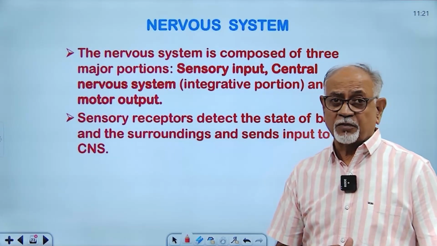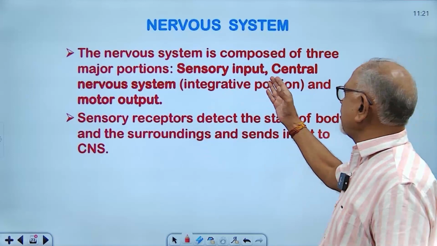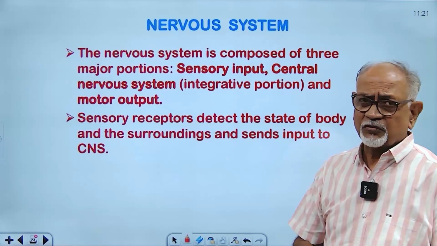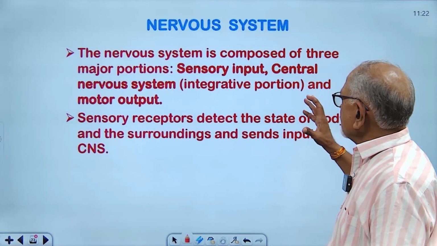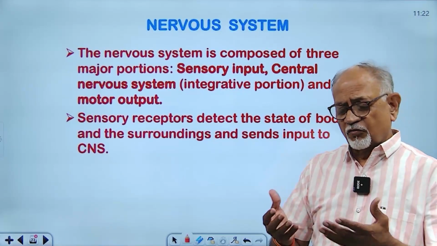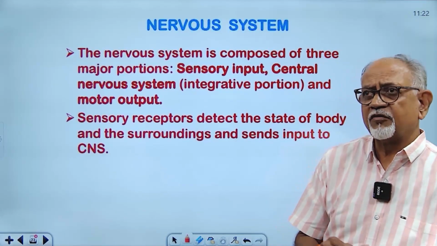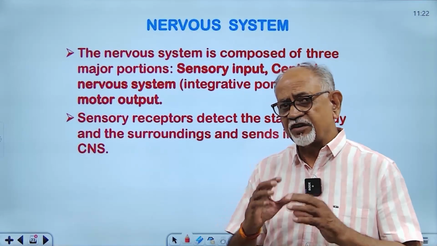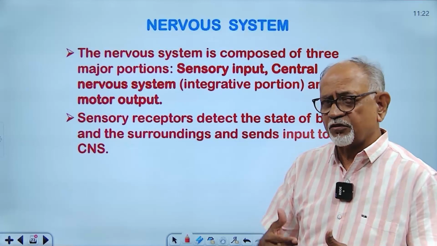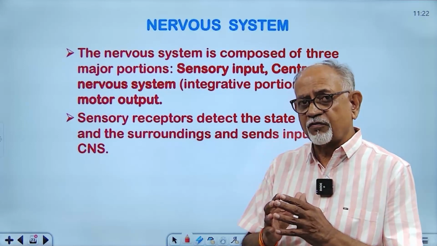Now, the nervous system has three components. One is the sensory input, another is the central nervous system, which integrates the sensory and motor output. When some stimulus is sent to the central nervous system regarding variation in a parameter, then the central nervous system decides and analyzes it and sends an output to the concerned organ for the control of that function.